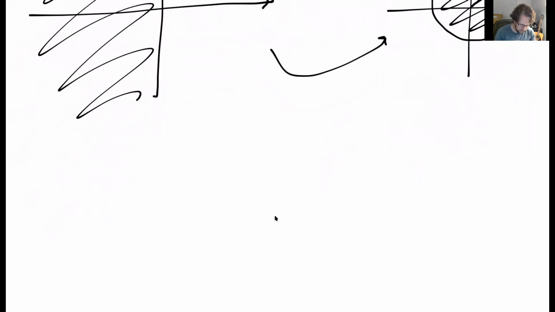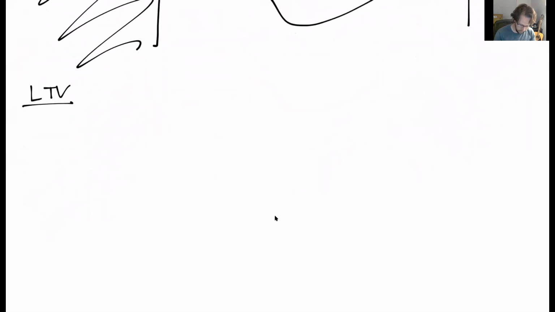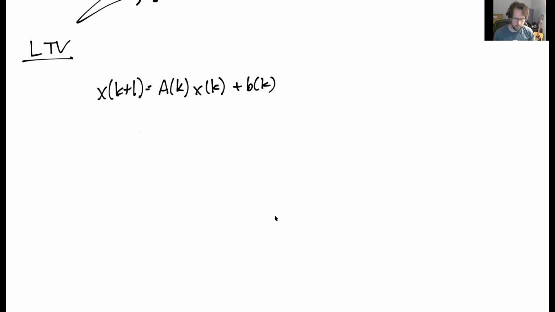So now let's step it up a notch and look at the time varying case. So now let's look at an LTV, a linear time varying case. Namely, we're going to look at the case where x k plus 1 is equal to A k x k. So now A is changing with k. Okay. So now we found the state transition matrix last lecture.